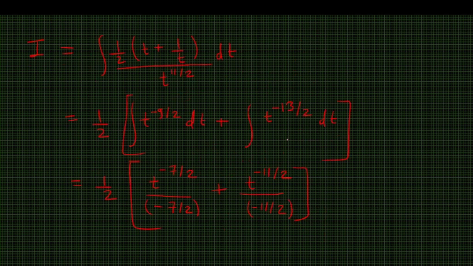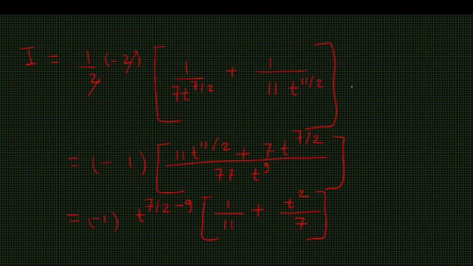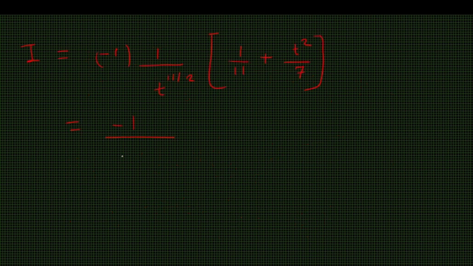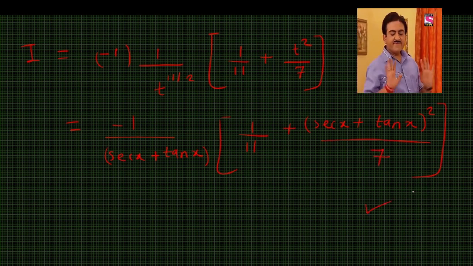Now lastly we have to put the value for t, and sorry, I forgot to write k. So the integration constant is k. Now put sec x plus tan x for t, and similarly 1 upon 11 plus (sec x plus tan x) to the bracket 2 by 7. Here is our final answer.